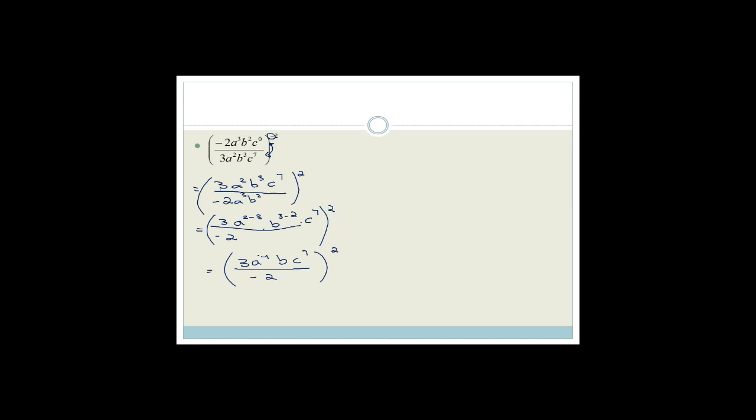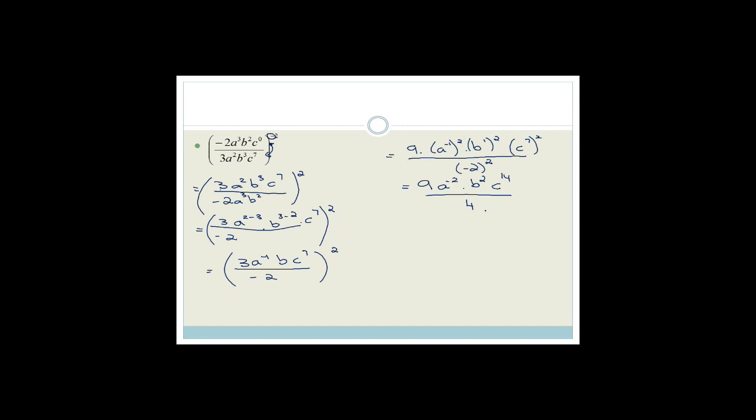Now we're going to apply that 2 to everything inside the bracket as we usually do. So 3 squared is 9. A to the negative 1 times by 2, that becomes a to the negative 1 squared. Then we've got b to the 1, remember it's implied, squared, times by c to the 7 squared, all over minus 2 squared. So it becomes 9, a to the negative 2, b to the 1 times 2 is b squared. Remember, we're multiplying across the brackets, so 7 times 2 is 14. All over, what is this? Minus 2 times minus 2 is going to be positive 4.